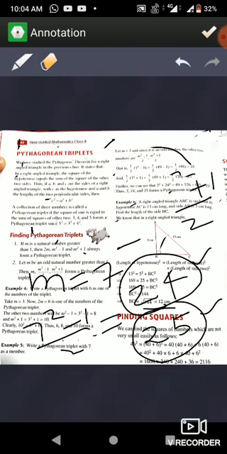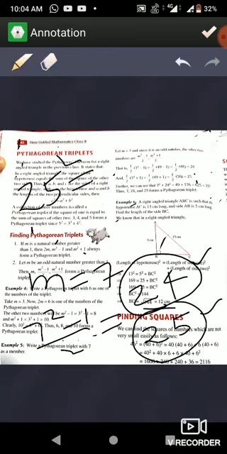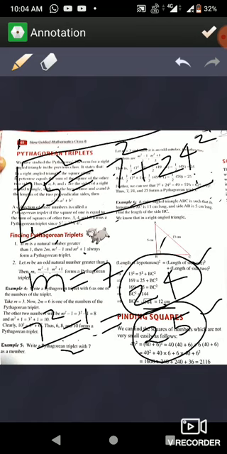Suppose if it is Pythagorean triplets, then it can be written as the square of the bigger one, 25 square, is equal to 7 square plus 24 square. It is equal. Solve it in your copy and see whether it is equal or not. I think it is equal. Okay, so it forms Pythagorean triplets. So I think the topic is clear: how you can find the Pythagorean triplets and what the Pythagorean triplets are.